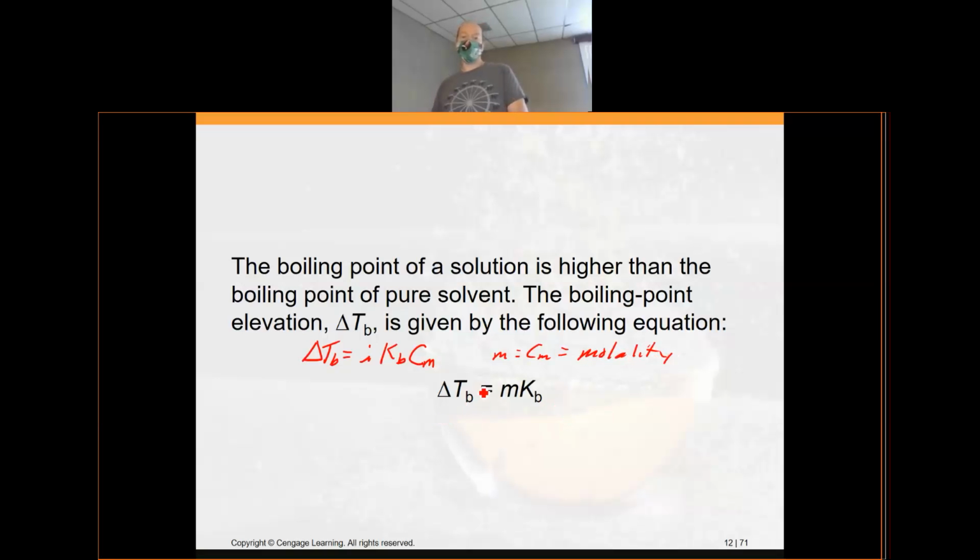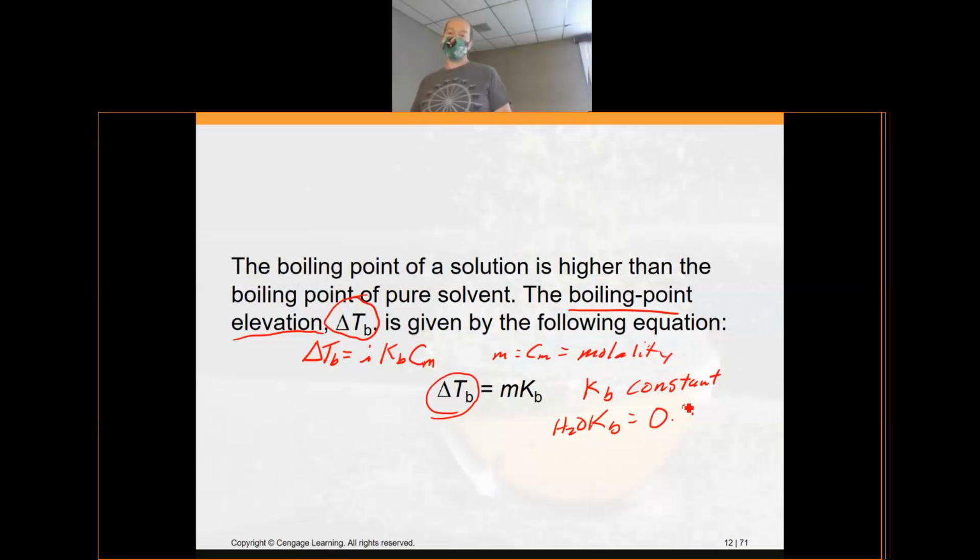All right, your delta T sub B, that is your boiling point elevation. Again, you have to understand what you're saying when you say boiling point elevation. The boiling point is higher than the pure solvent. So the boiling point elevation, that is what delta T sub B is. And then K sub B is just a constant. If you look up Kb for water, each solvent is going to have a different constant. Kb is 0.512 degrees Celsius per molal.